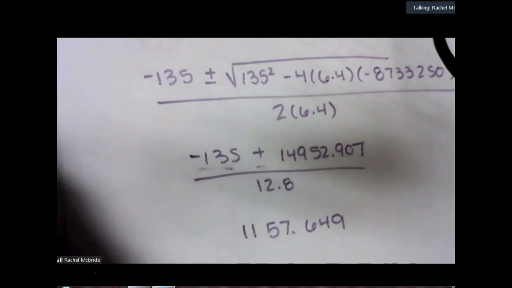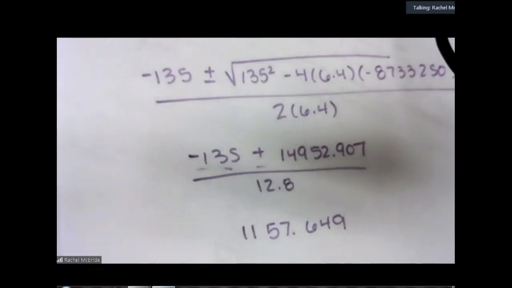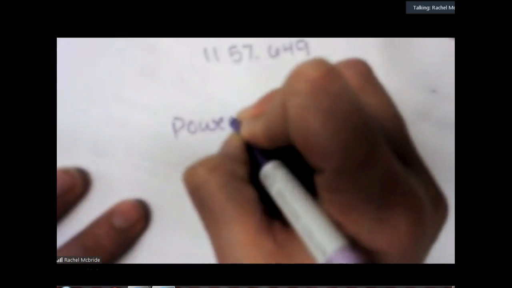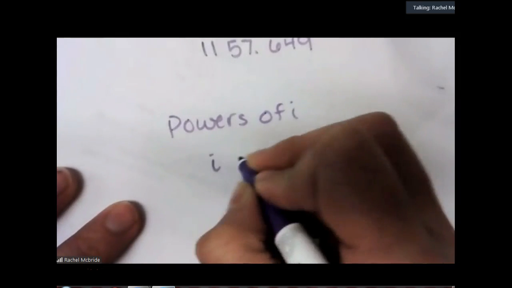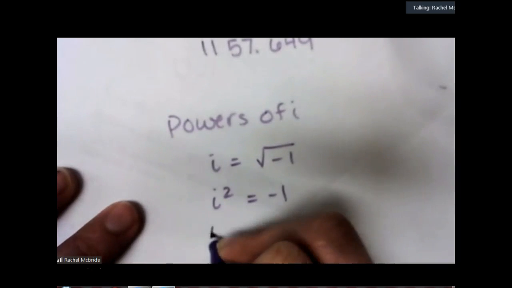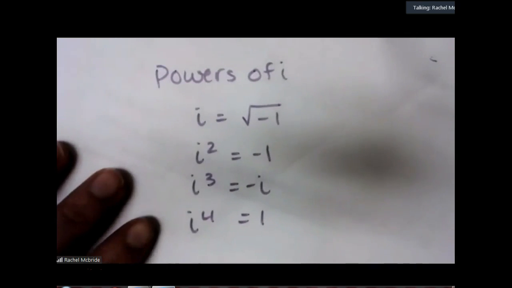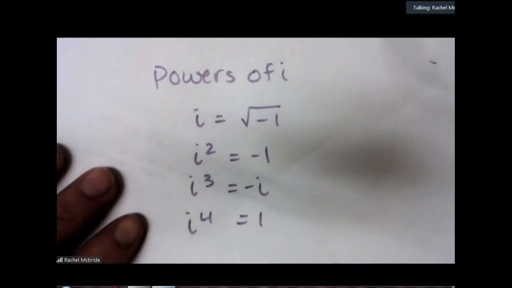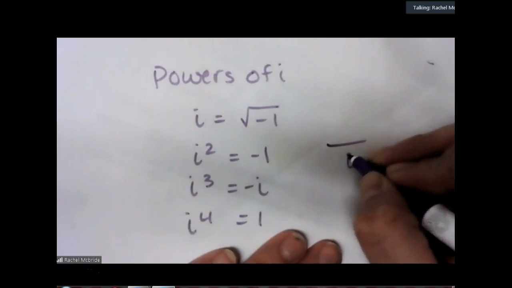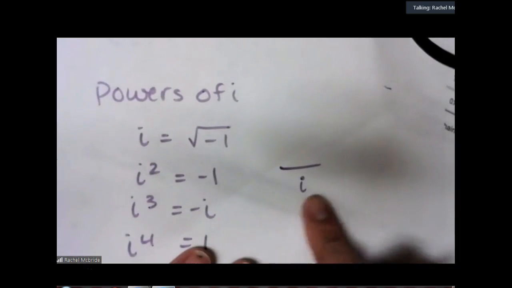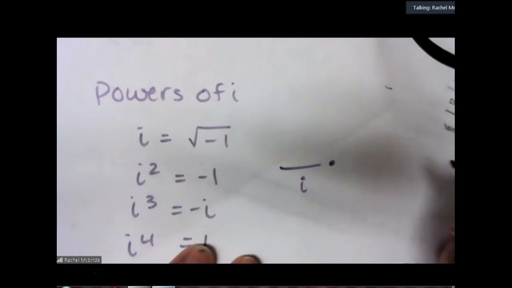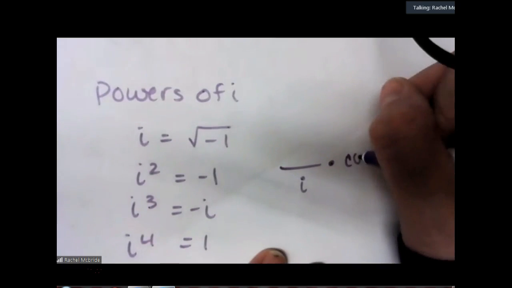All right, so our bell's going to ring here in a minute. For tomorrow, make sure you know your powers of i. You need to know i is the square root of -1. i squared is -1. i cubed is -i. And i to the 4 is 1. You can never have an i in your denominator. If you get an i in your denominator, you have to rationalize. So that's where you multiply by your complex conjugate.